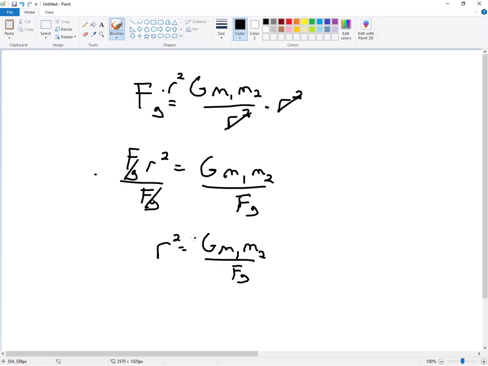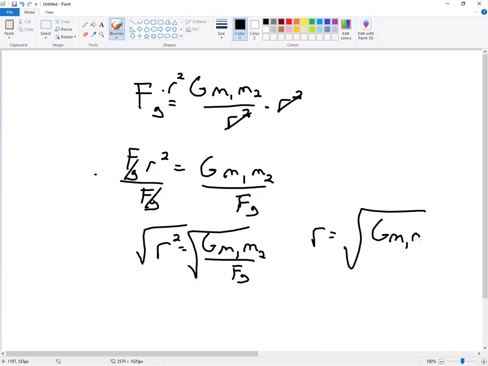Great, but I don't have R by itself. I just have R squared. So just like we did with Kepler's laws the other day, if I want to get rid of the square, I have to do the opposite function. The opposite function of a square is a square root. So I take the square root of both sides. And then I finally get R equals the square root of G M1 M2 over the force. Okay, I wanted you to see that again. We're not going to do a specific problem with it right now, but I think, if I remember correctly, there is one on the practice.